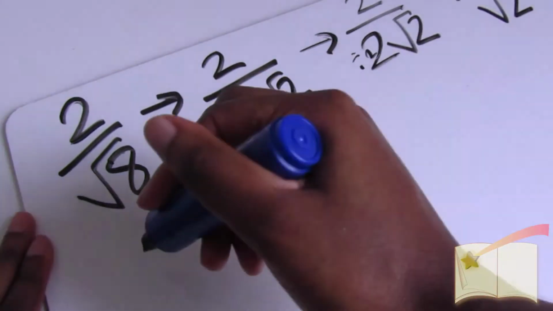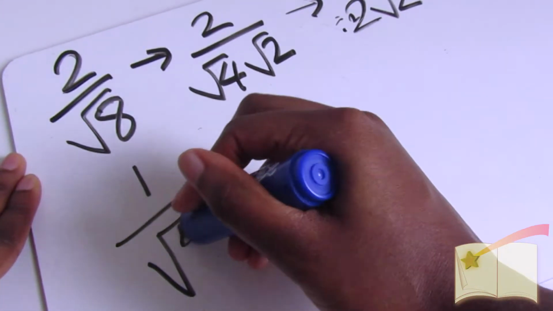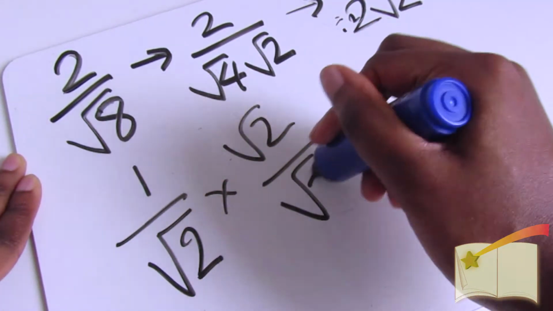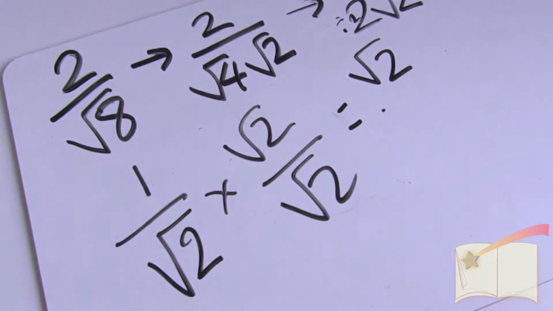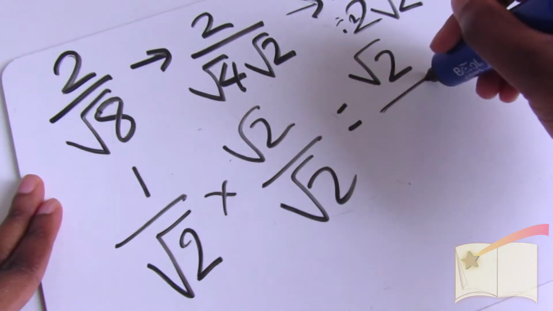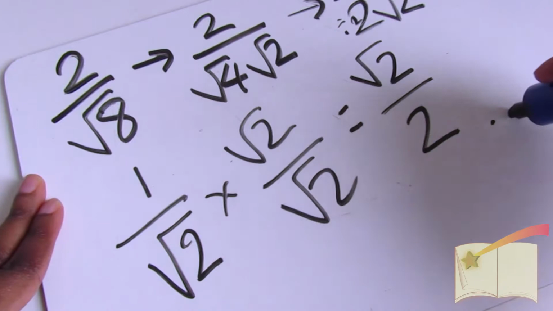This will leave you with 1 over the square root of 2, which was our first example. Therefore, you can then rationalise the denominator by multiplying the numerator and the denominator by the surd. Once again, your answer is square root 2 over 2. Let's start our exam question.